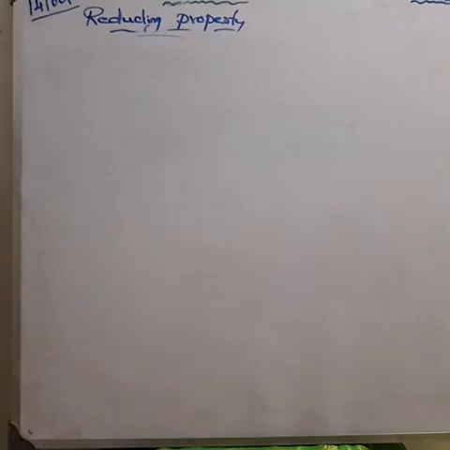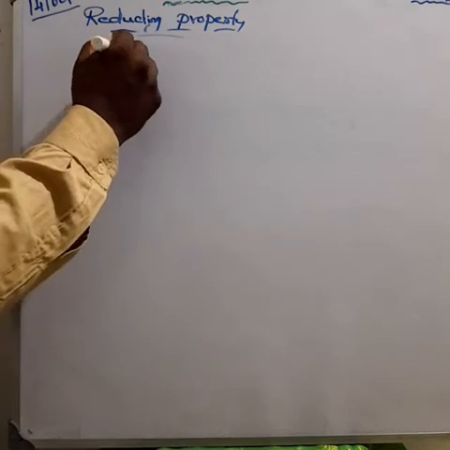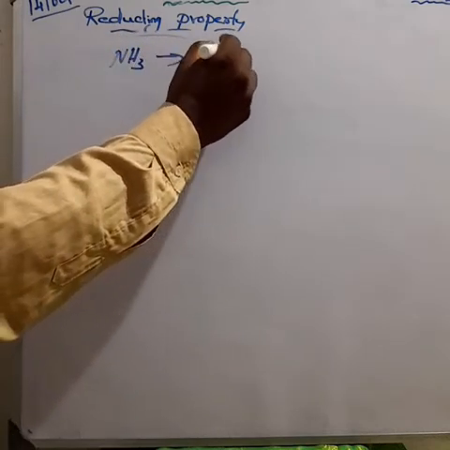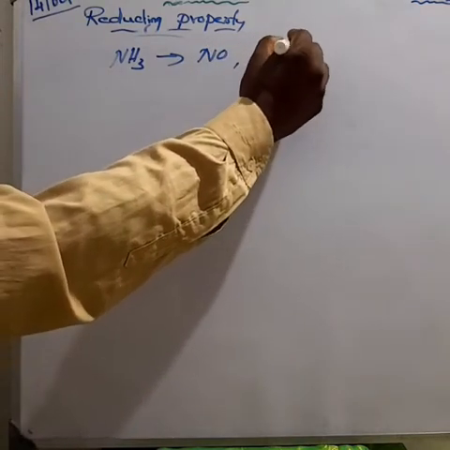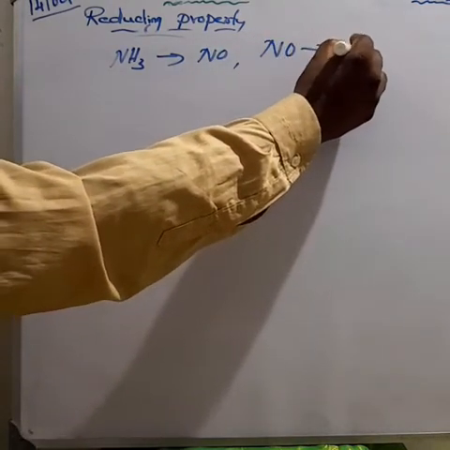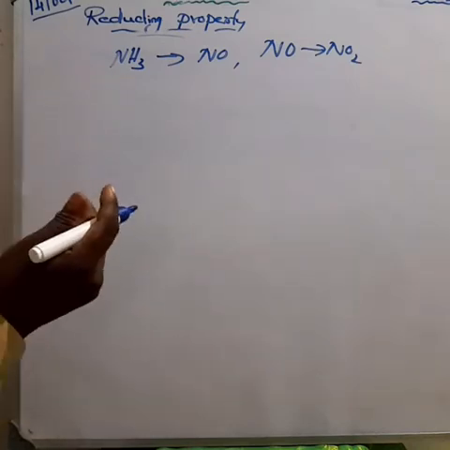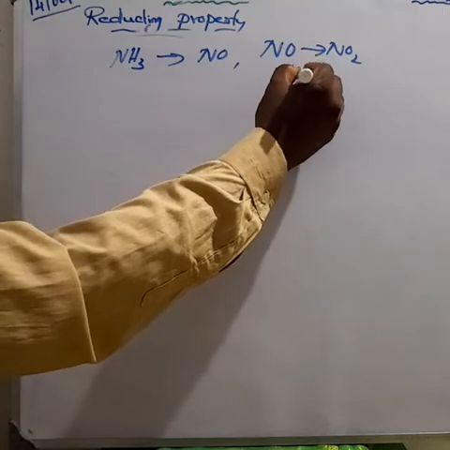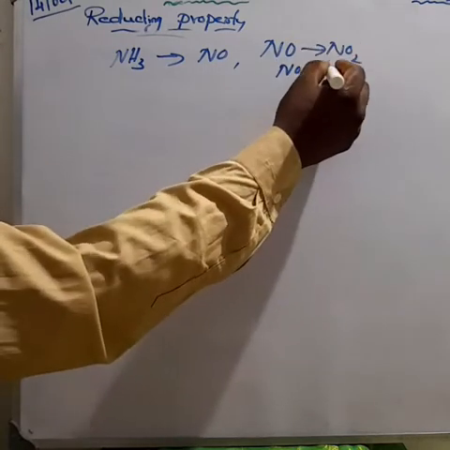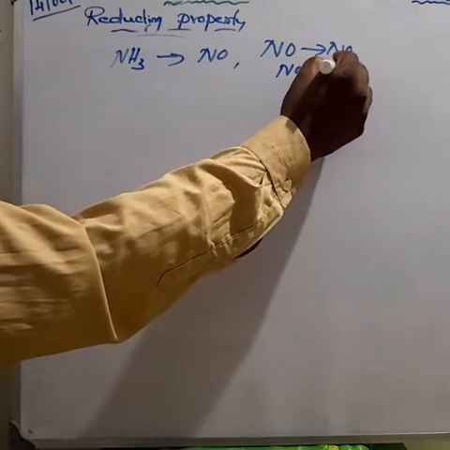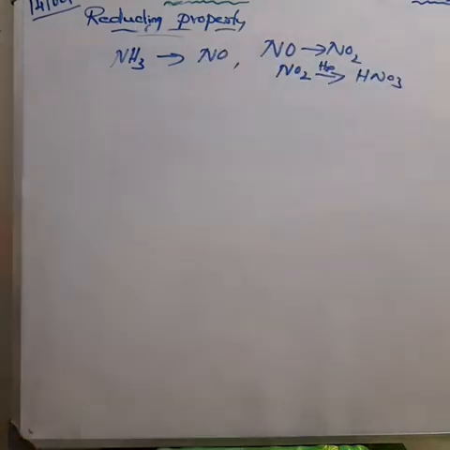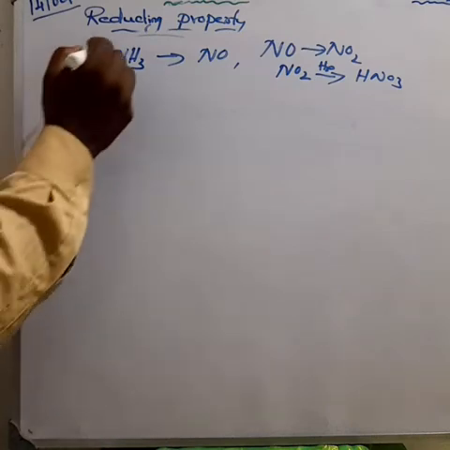First step is that ammonia is converted into nitric oxide. Second step, nitric oxide is oxidized to nitrogen dioxide. The nitrogen dioxide undergoes hydrolysis, we get nitric acid. That means it reacts with water, we get nitric acid.